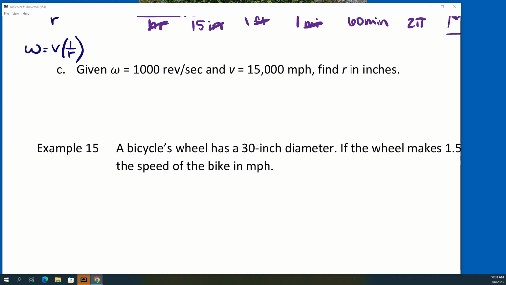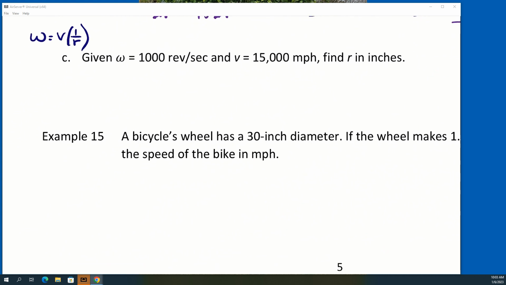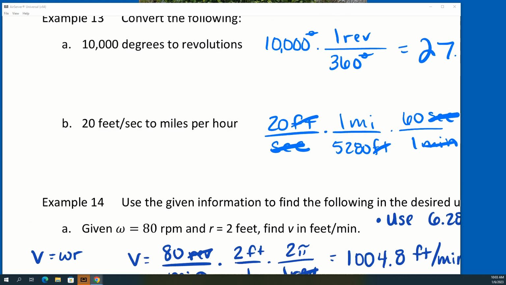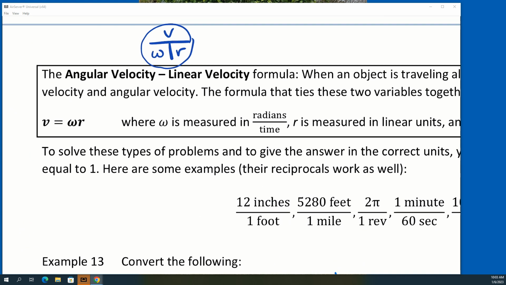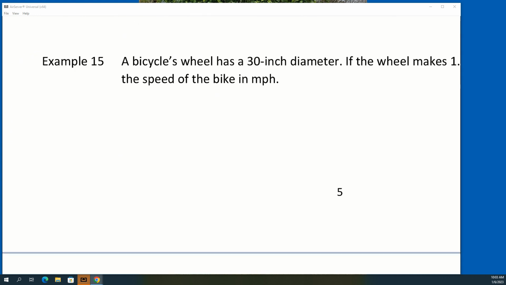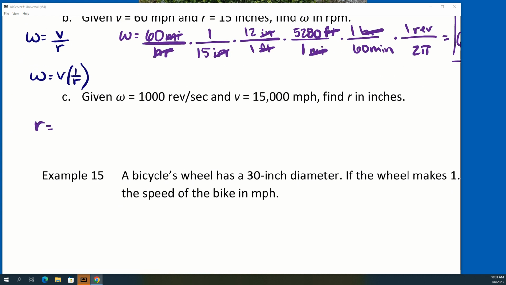Okay, let's look at C. So C, we know that omega is 1,000 revolutions per second, and V is 15,000 miles per hour. I have no idea what's going on with this problem, but it's fast. We want to find R in inches. So what do we do to find R? Right. Divide linear velocity by angular velocity, or take V and multiply it by the reciprocal of omega.